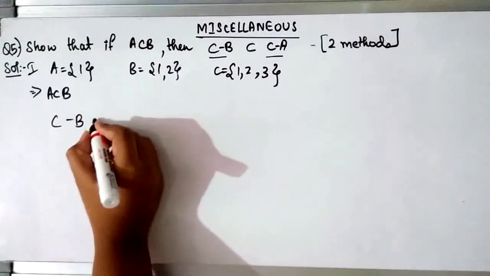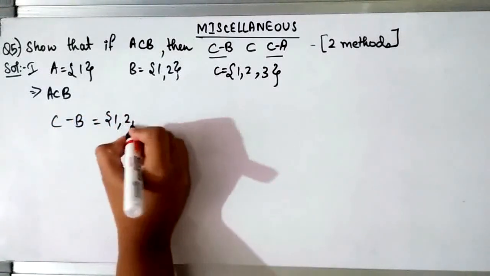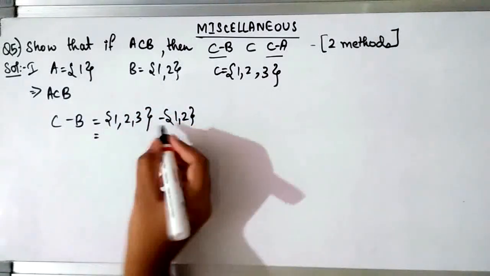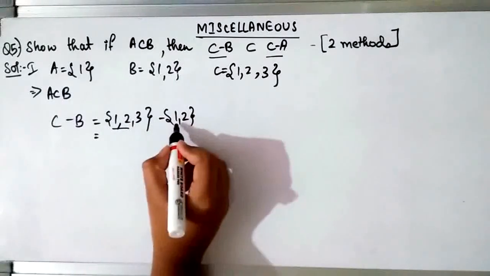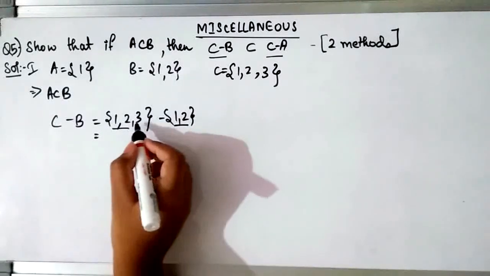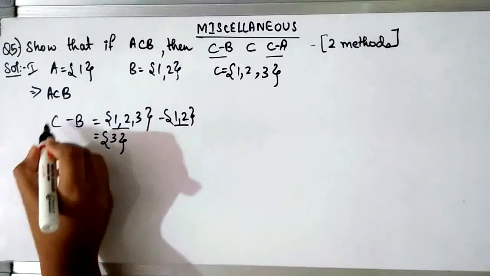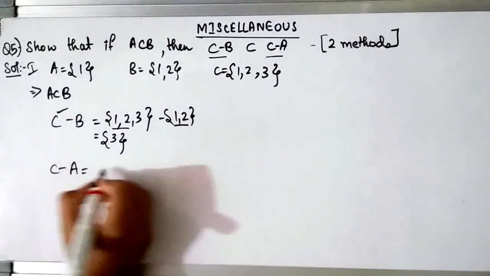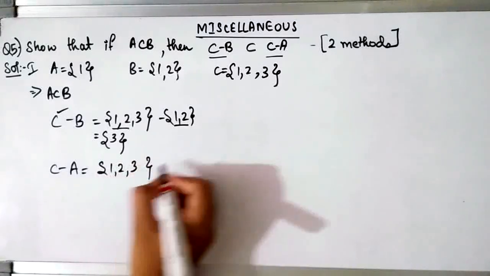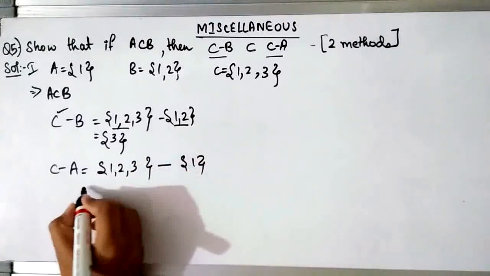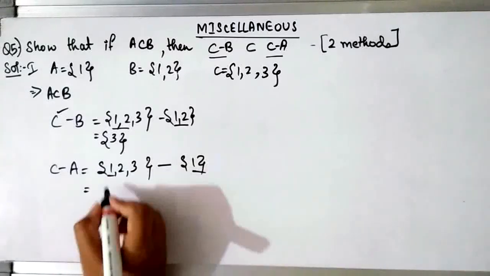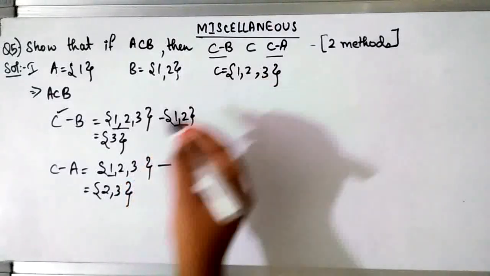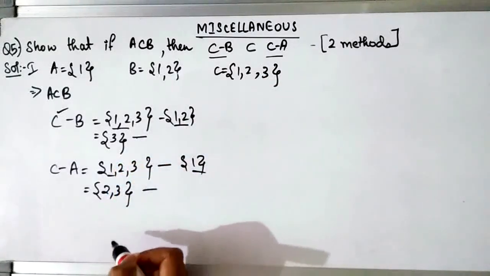So let's do C minus B, that is {1, 2, 3} minus our set B. When you do this, check the common elements. The common elements are 1 and 2, and when you subtract the common elements you write the leftover elements of set C, because C is given first. So that is our C minus B. Now let's check what our C minus A is. The common element is 1, so we'll subtract 1 and write the leftover elements, that is 2 and 3.